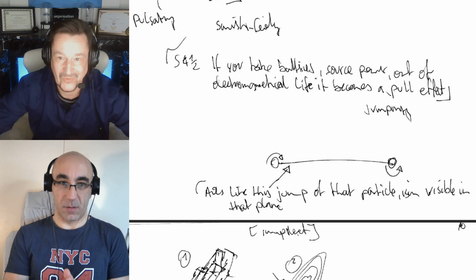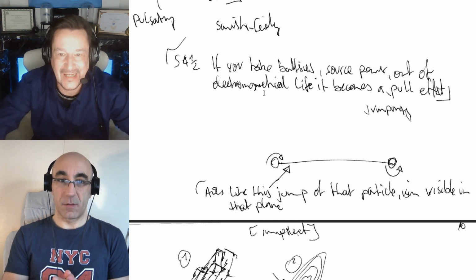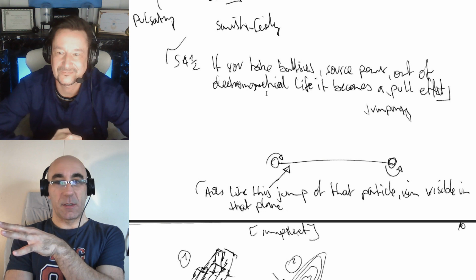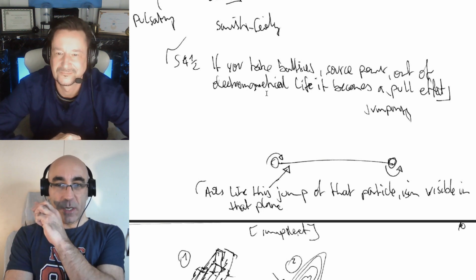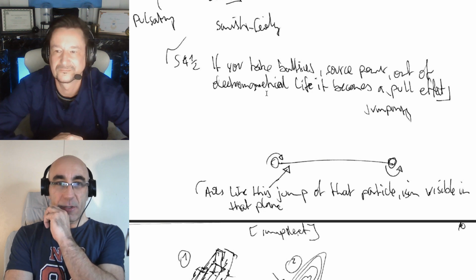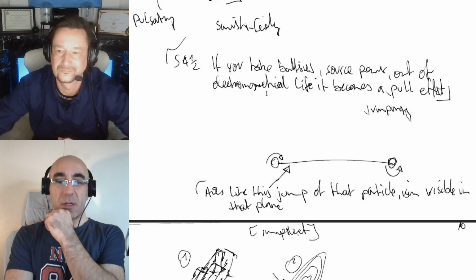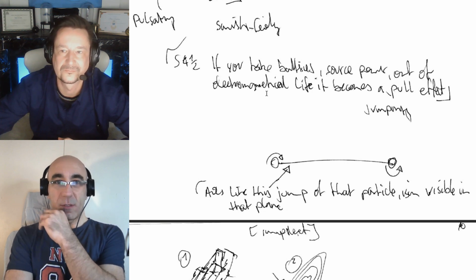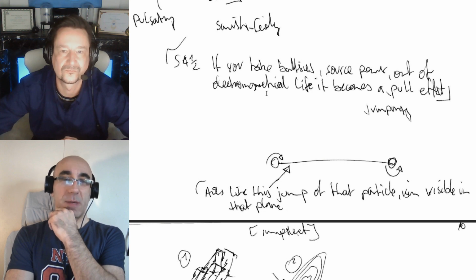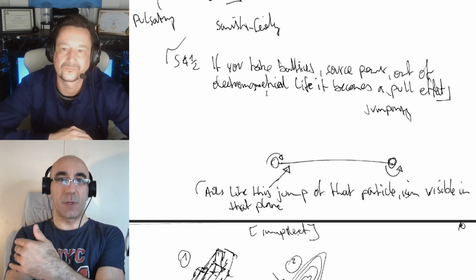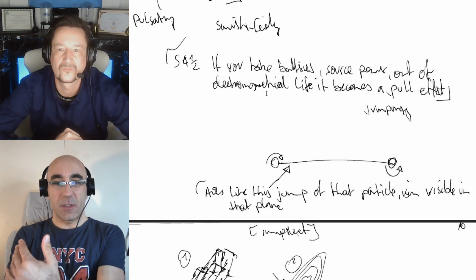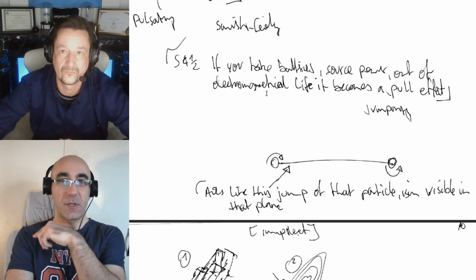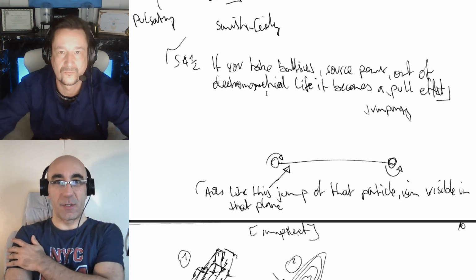If you take batteries, a source of power out of electromagnetic life, it becomes a pull effect. It could have a physical sense if we are assuming that whatever happens in relationship to mind powers is actually related to some sort of force. Because when you are using the mind to find out something or to influence something, and those things get to have a change, then this means automatically an energetic change, some delta E somewhere, and this automatically means a force of some type.